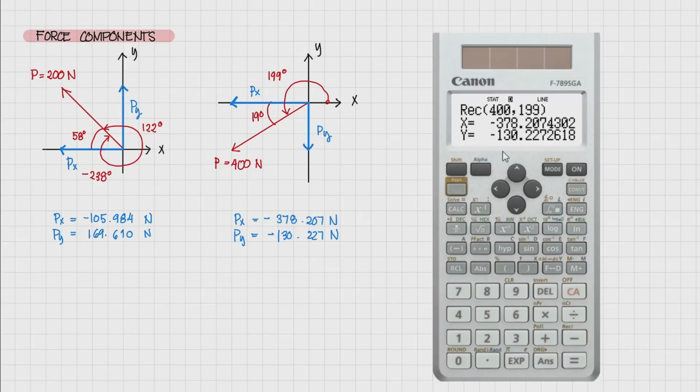We could do this another way. So we could measure the angle clockwise from the positive x-axis. And that is 180 minus 19, and that's equal to 161. So if you're measuring clockwise from your positive x-axis, this is supposed to be negative. So let's change the angle here. Let's use negative 161, and we're supposed to get the same value. So yeah. Okay. So that's it for our force components. Let's move on to the next topic.